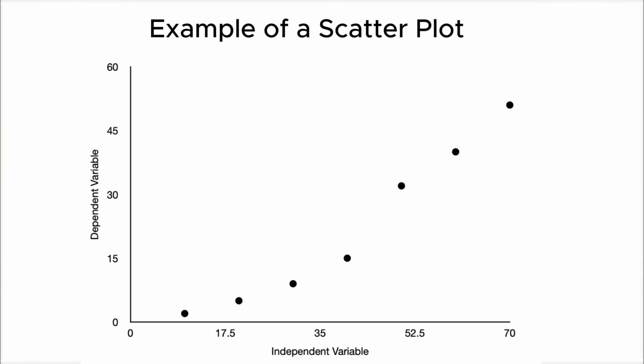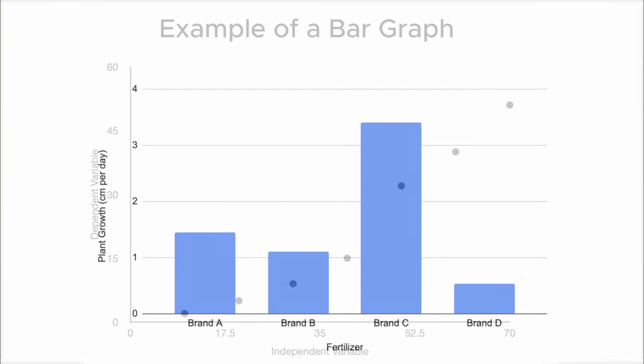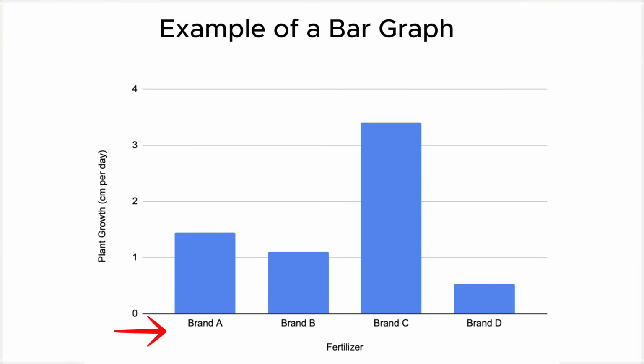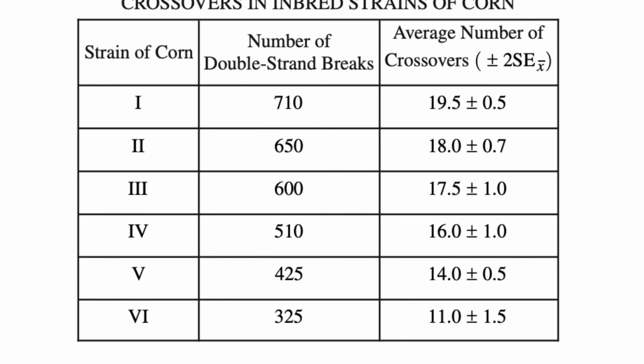Why? Well, because bar graphs do not show correlation between two continuous variables, but rather how one categorical variable can represent some other, mostly numerical data. Like, for example, how a fertilizer brand might affect the overall plant growth, where the fertilizer brands are simply names. But here we're looking at two continuous, non-categorical variables, like the number of double-strand breaks and the number of crossover events, and how those two relate to one another. So knowing that, let's go ahead and draw our graph.